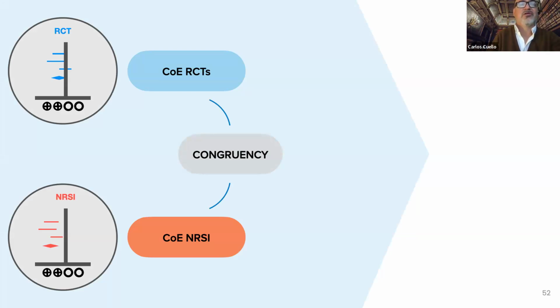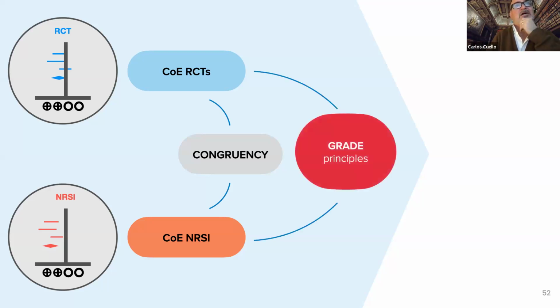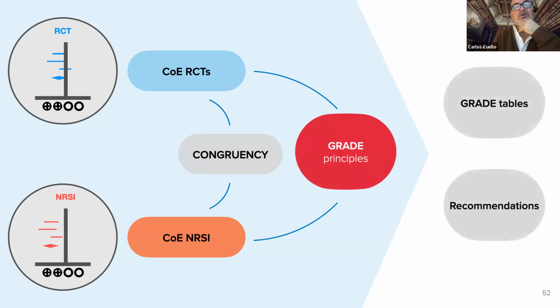And you should always explore what is the reason that one is on one side and one is on the other side. So then after that, you will apply the certainty of the evidence together with your congruency, and then apply some GRADE principles to use in your GRADE tables or recommendations.